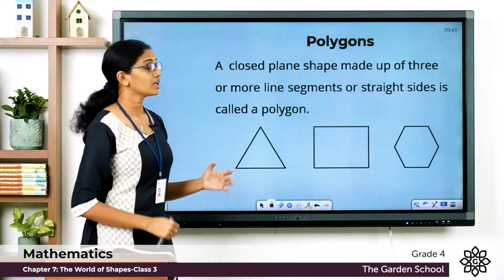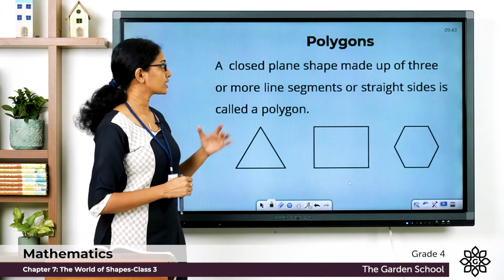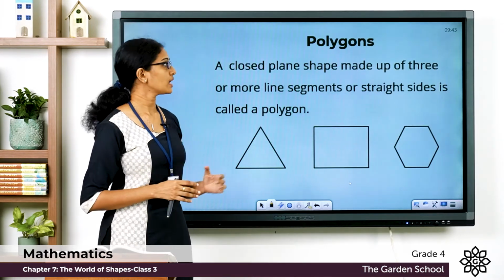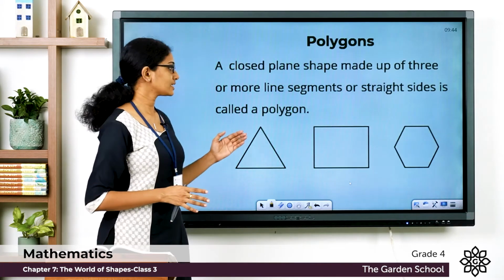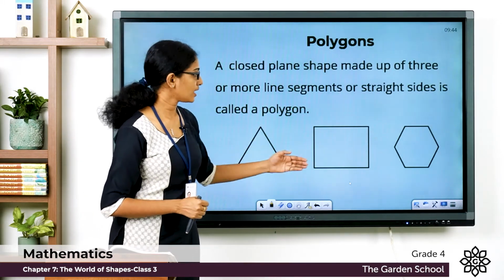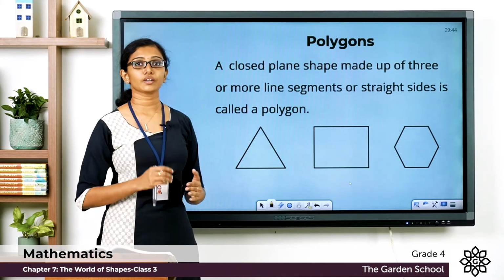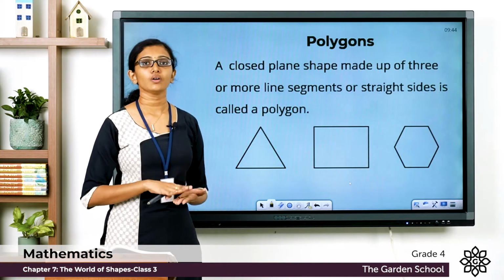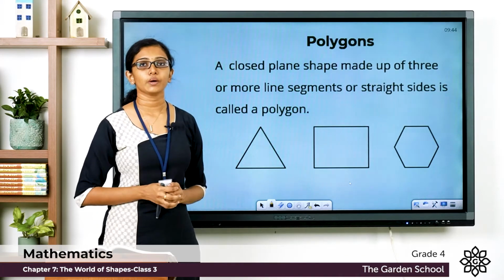Now, let's learn about polygons. What do you mean by a polygon? You can say a polygon is a closed plane shape or two-dimensional or 2D shape which is made up of 3 or more line segments or straight sides. Like these examples you see here. Here you have a triangle, here you have a rectangle, and there you have a hexagon. You see all these figures are closed figures or closed plane shapes which you can lay down on a flat surface. And all these figures enclose an area within.